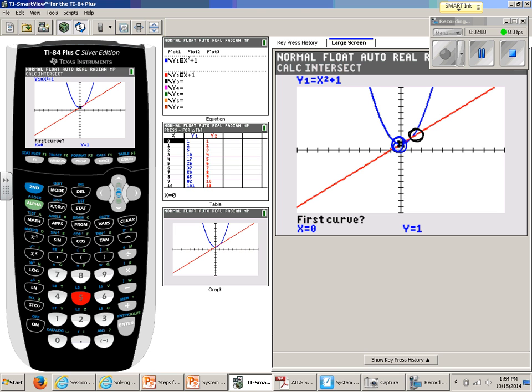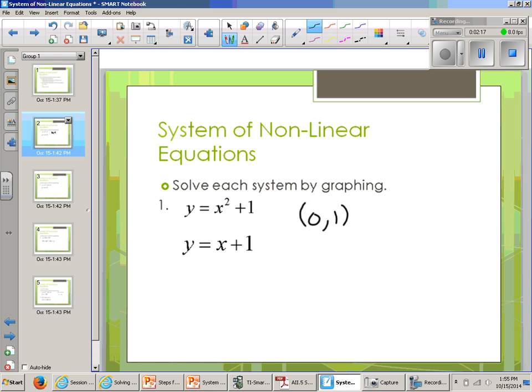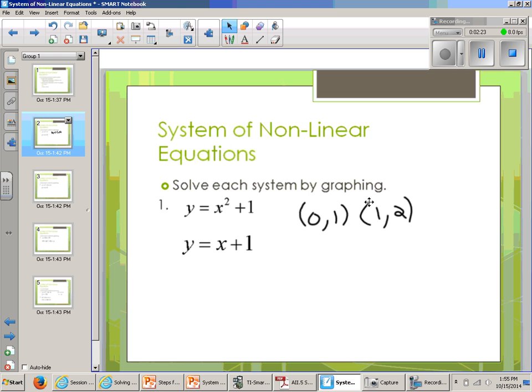So I need to move my blinker. Do you see the cursor here? I need to move it up to the other point. I do that by hitting right arrow and then enter 3 times. Here we see the intersection is 1, 2. So I have 2 solutions. What does the solution mean? 0, 1 and 1, 2 are the only 2 ordered pairs that I can substitute in for x and y and make both equations true. I can get some other ordered pairs to make one of the equations true, but not both.